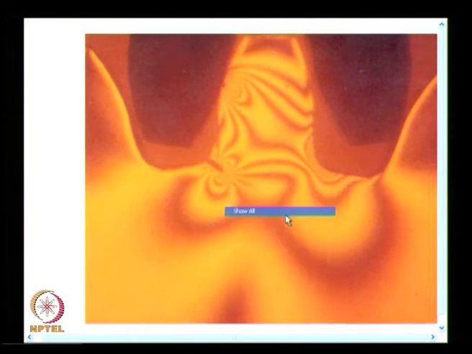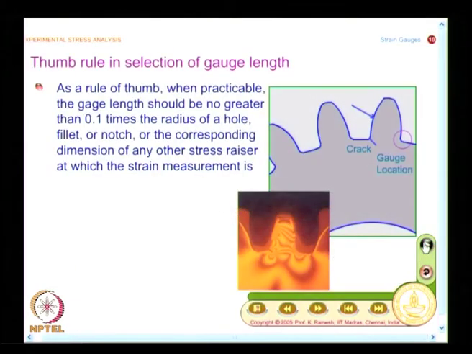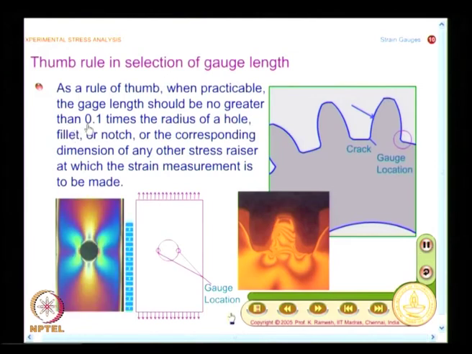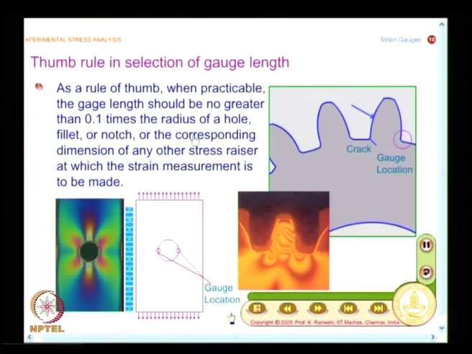So, you have a thumb rule. What is the thumb rule? What it says is that the gauge length should be about 0.1 times the radius of a hole, fillet or notch. Here you are talking about a fillet, so you take only 0.1 times of that. It may not be practically feasible sometimes, but you have to make a trade off in your selection.